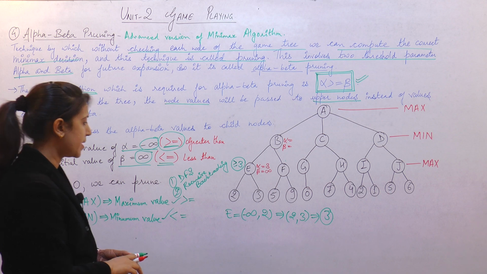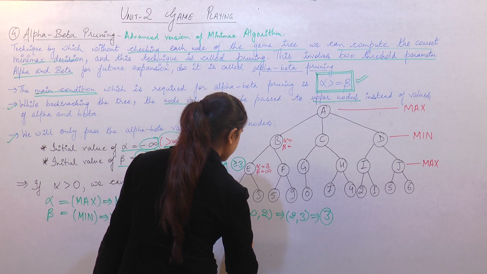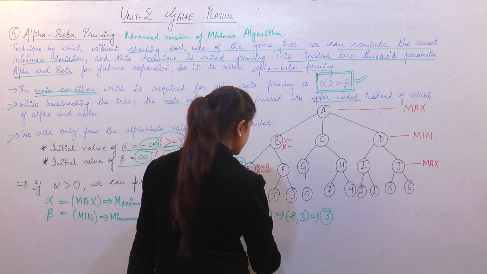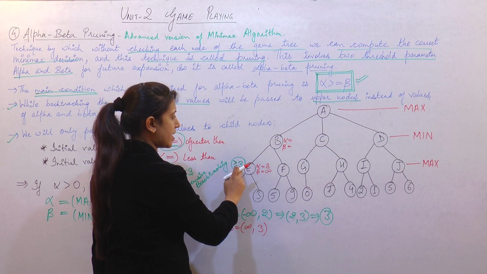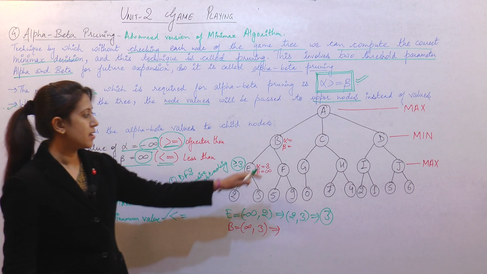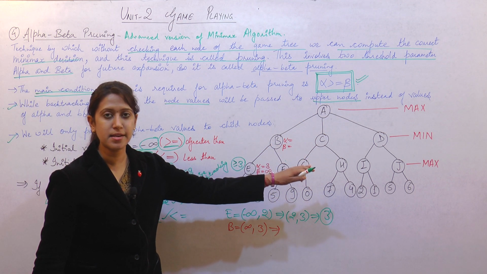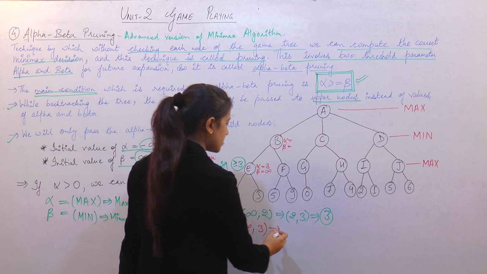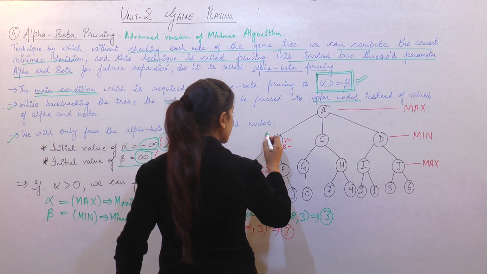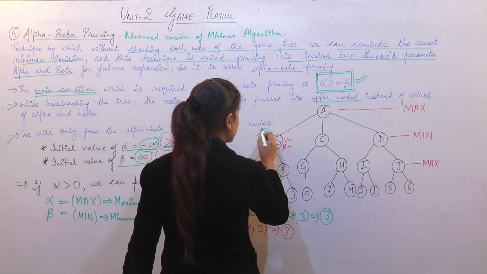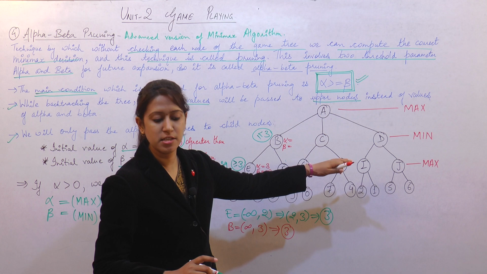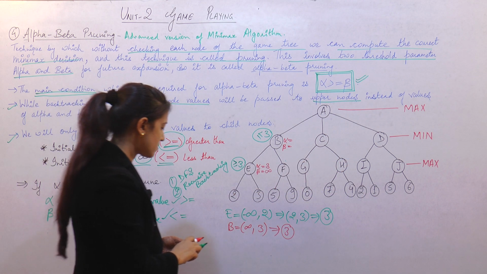So for B, we will be comparing the initial value of node B, because min is playing, is infinite, and the value we are having is only one value, that is 3. Among these two we will be taking the minimum value, because at this level min is playing. So among infinite and 3, 3 is the minimum value, so the node value of B will be 3 and the symbol which we will be using is less than equals to 3, because at this level min is playing.